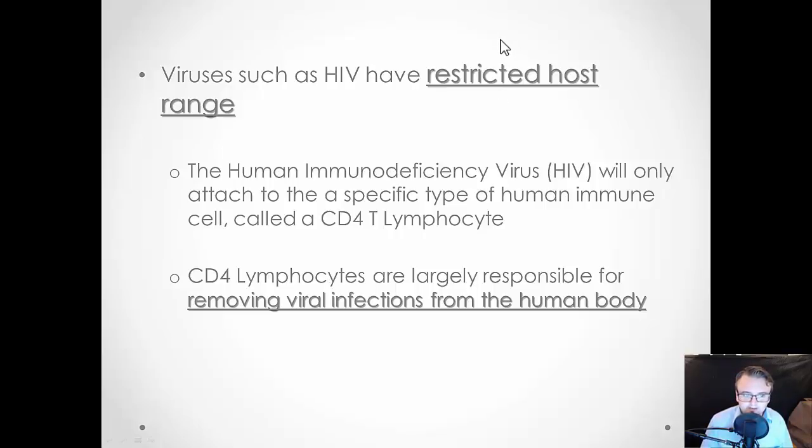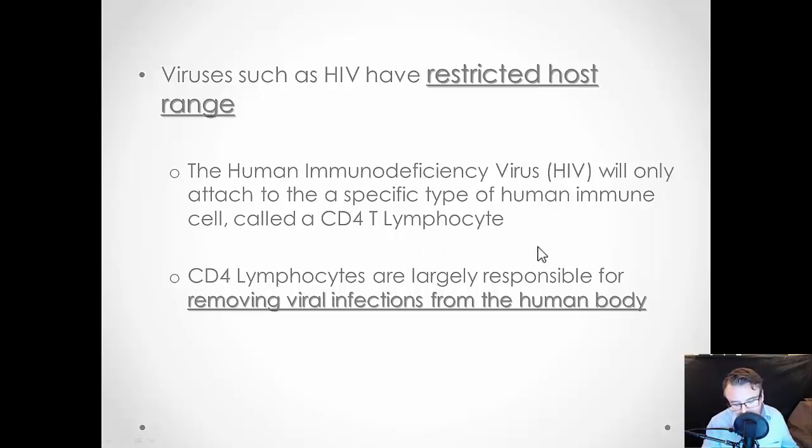Even though it only affects one cell type, that one cell type is critical, and it is necessary to remove viruses. So HIV, being a virus, is infecting the one cell type that the body needs to remove viruses. And that's why it's so devastating. That carries over into other aspects of the immune system, and ultimately the host is not able to fight off any sort of infection, viruses or otherwise.